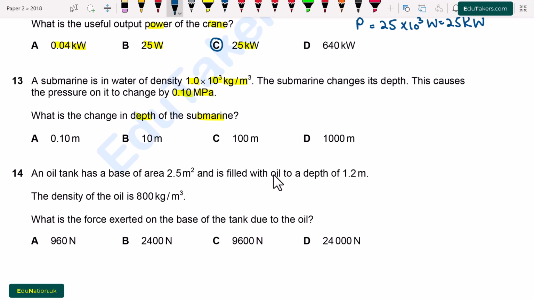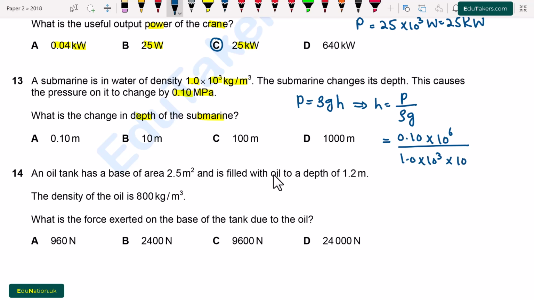So I write here pressure due to the liquid is equal to density multiplied by g and depth, which is represented by h. Here we have to find out the value of h. It will be equal to P over density multiplied by g. Now I am going to put values here. Pressure will be 0.10 and I write here 10^6 because of mega, divided by density 1.0 into 10^3 and the value of g is 10. So that depth will be equal to 10 meters. From here, option B is correct.